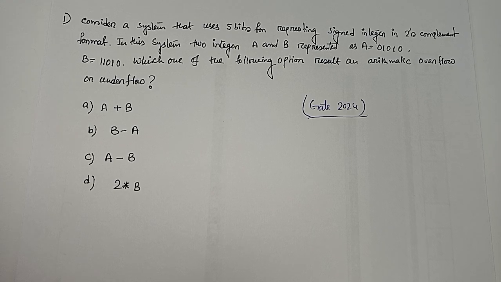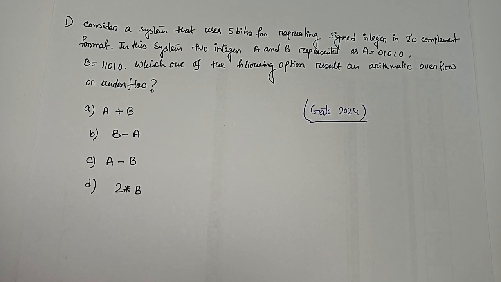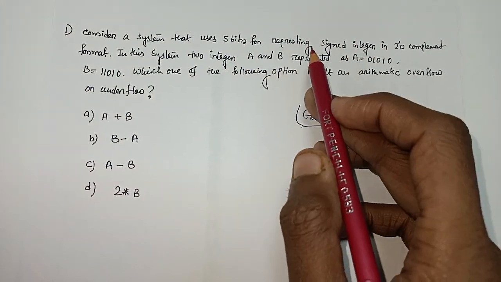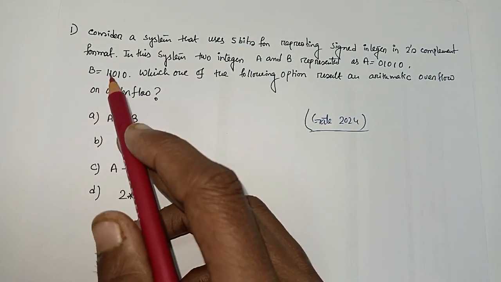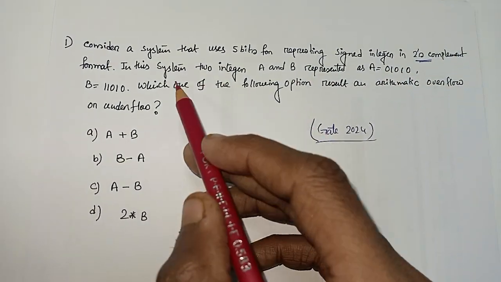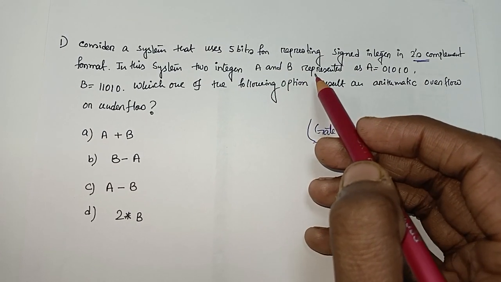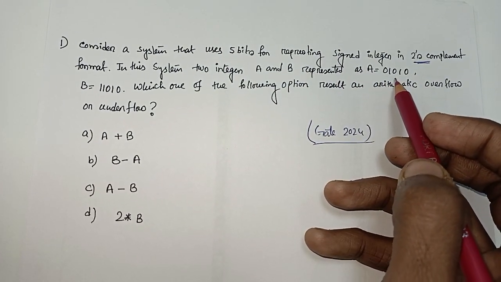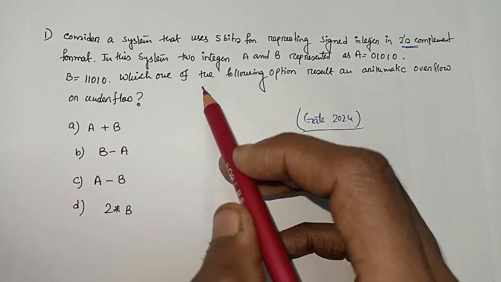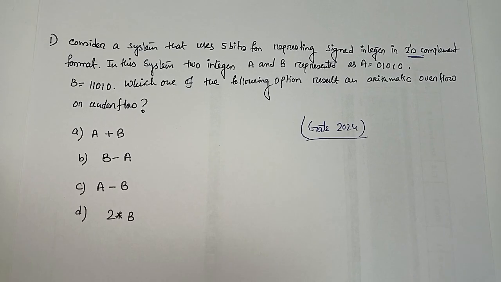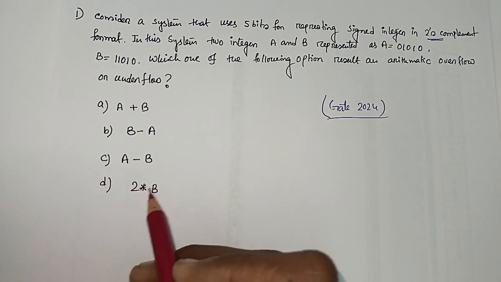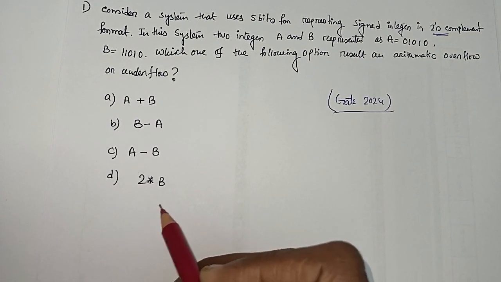Today we solve a GATE previous year question which came in GATE 2024. The question is: consider a system with 5 bits representing signed integers in two's complement format. In this system, two integers a and b are represented as a as 01010 and b as 11010. Which one of the following results occurs an arithmetic overflow or underflow? A plus b, b minus a, a minus b, or 2 into b.